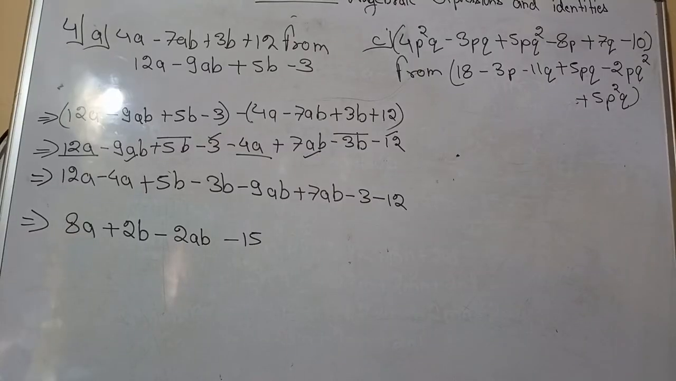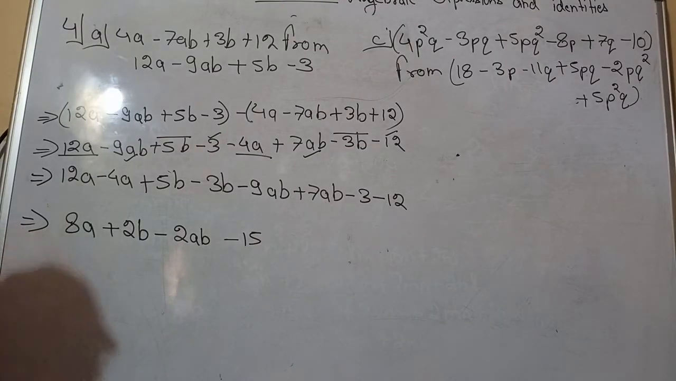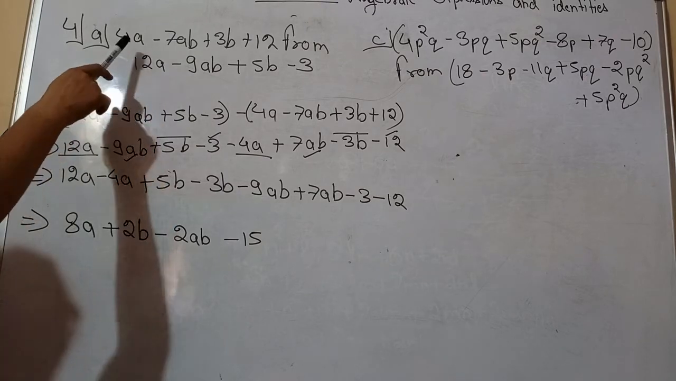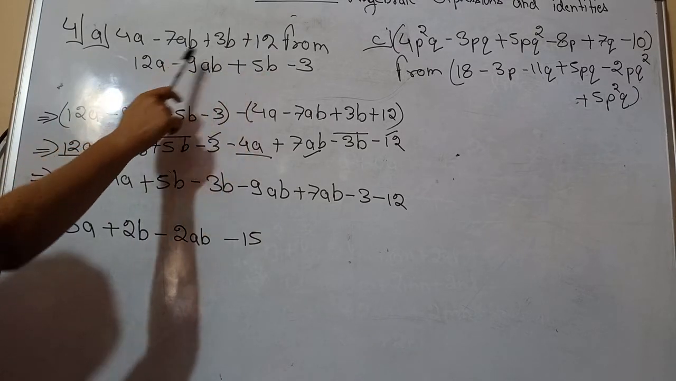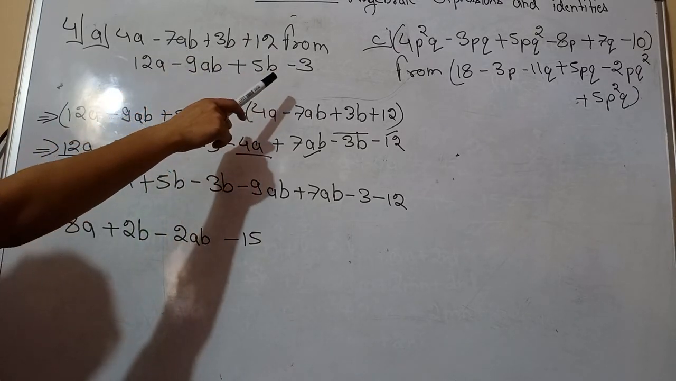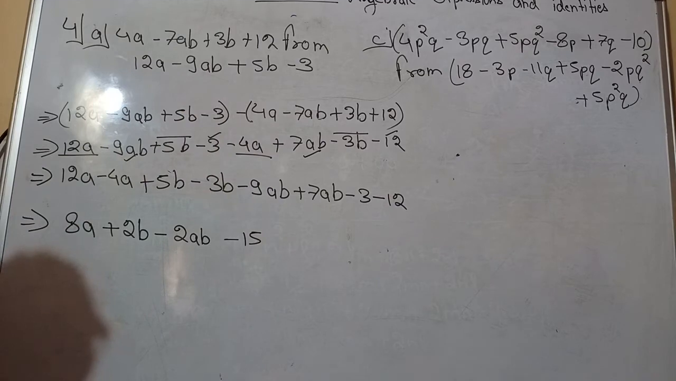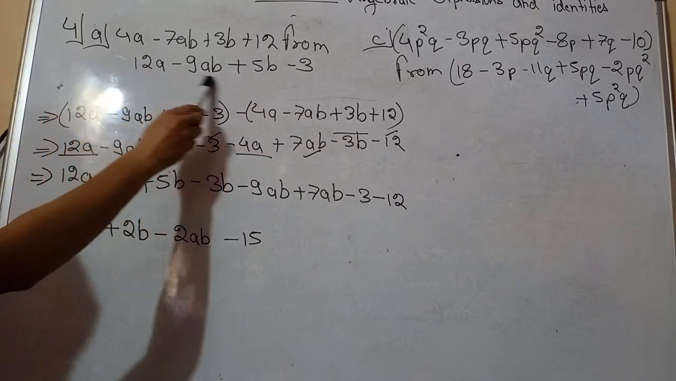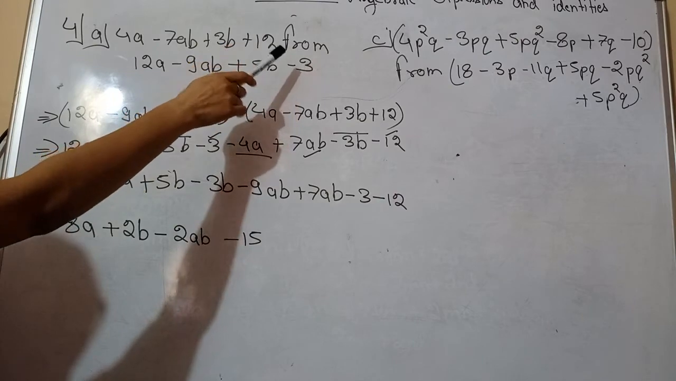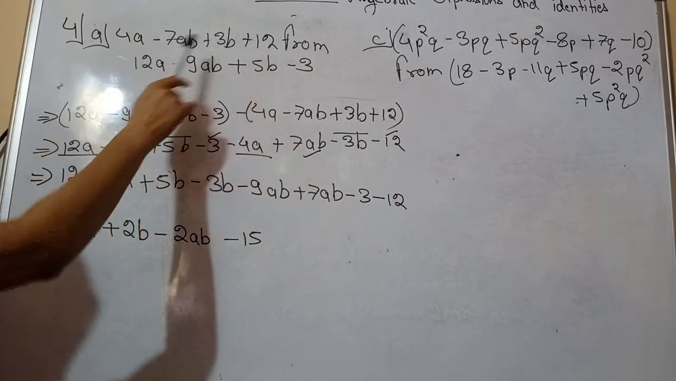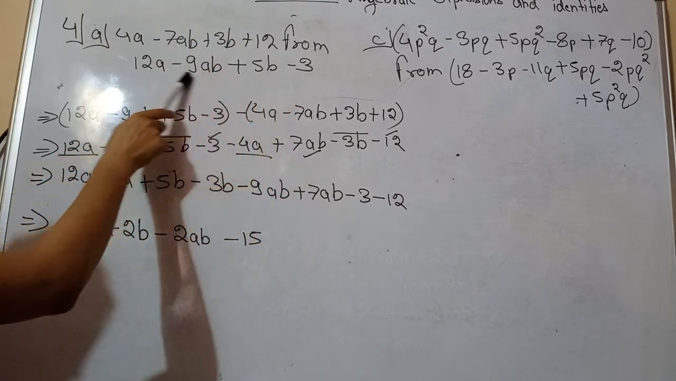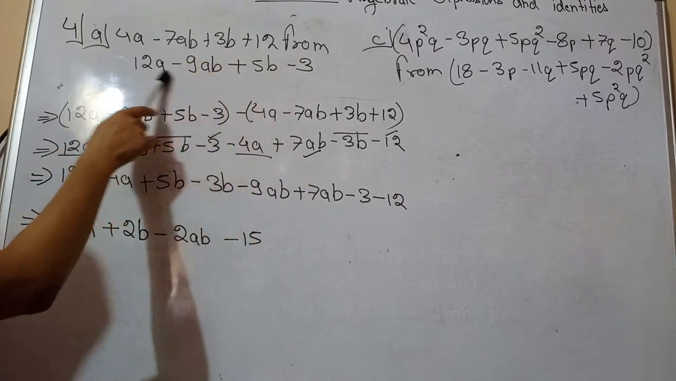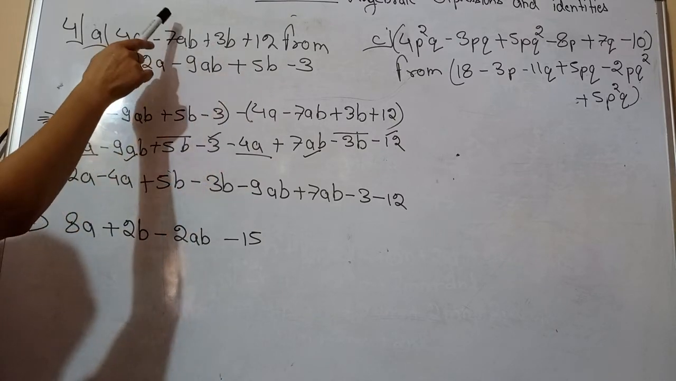Now this is the last question of this exercise, which is question number 4. Here we have 2 methods for subtraction. See what is written: subtract 4a minus 7ab plus 3b plus 12 from 12a minus 9ab plus 5b minus 3. Here is one note point. The whole term which is written after 'from', see there are 2 terms. This is the first term, this is the second term. So what you have to do is, the term which is written after 'from', you have to subtract the first term from that.